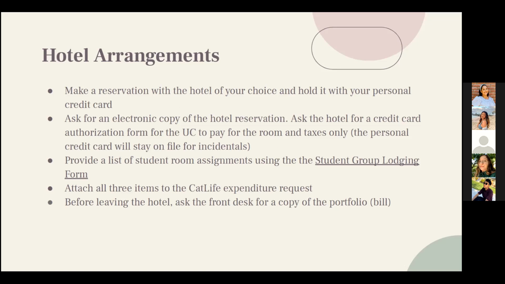When doing this type of request, you'll want to provide a list of student room assignments using the student group lodging form, and that's also found on our website. You'll attach all 3 items to the Cat Life expenditure request. And then before leaving the hotel, you want to ask the front desk for a copy of the portfolio or the bill.